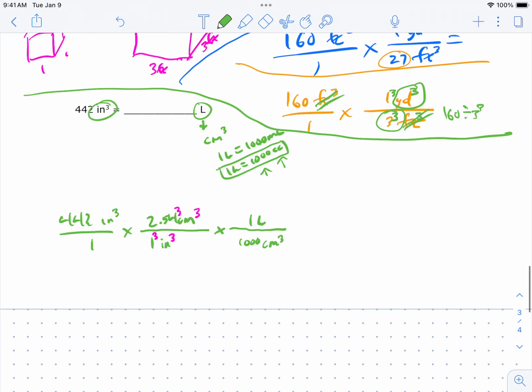So what have we got here? On our calculator, we will need to take the 442. We will need to multiply by 2.54 cubed, and then divide by 1,000, and this will give us liters. So a 442, how many liters is that? 442 times 2.54 raised to the 3 power. I like to hit my equals. And then say divide by 1,000. Boom. Wow! That would be a 7.24 liter engine.